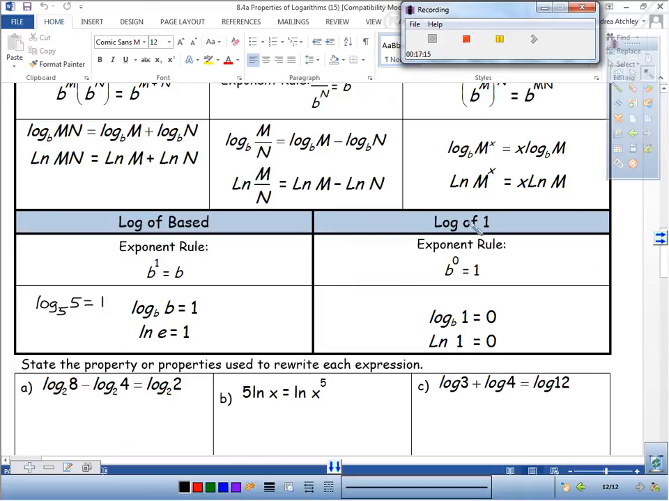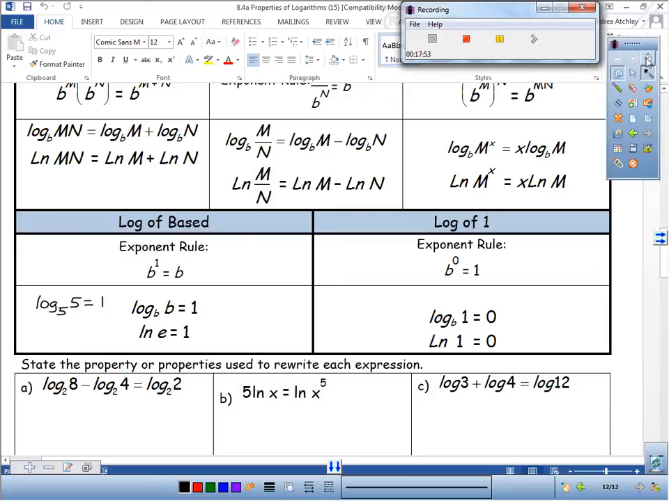Also the log of 1. So if we have b to the 0 power equals 1 for the exponent rule, so log base b of 1 equals 0. And ln of 1 will also equal 0, because anything to the 0 power equals 1. Any questions over that?